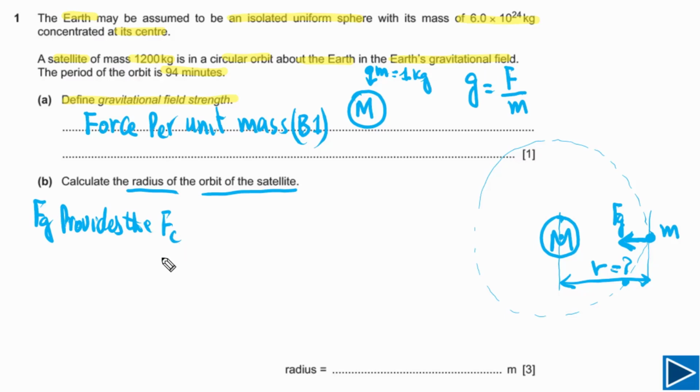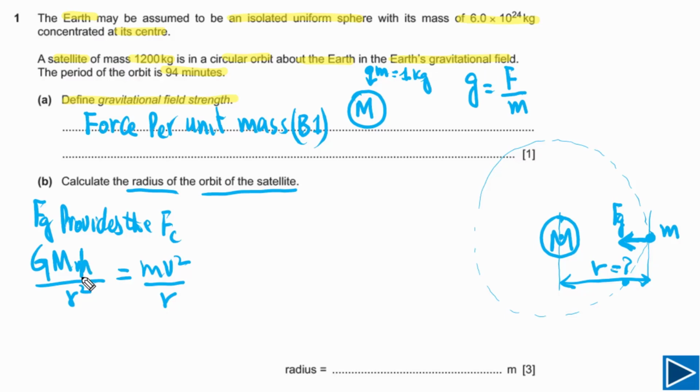But you cannot say gravitational force is equal to centripetal force. Centripetal force is just a fancy name for resultant force, and it is not a force by itself. In this case, gravitational force is providing the centripetal force. Now we need to understand, according to Newton's law of gravitation, gravitational force is equal to G capital M small m divided by the distance between centers of the two bodies squared, and centripetal force is equal to mv squared divided by the distance between centers of the two bodies. And so they are the same.